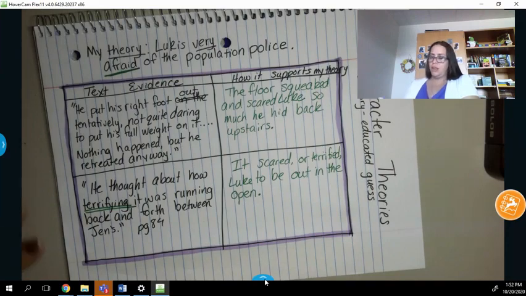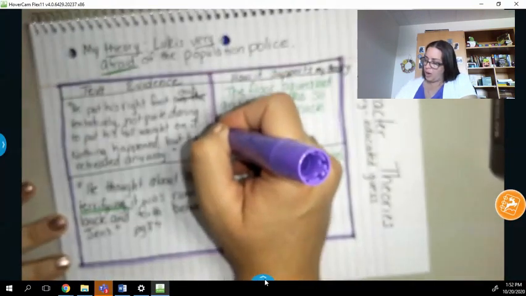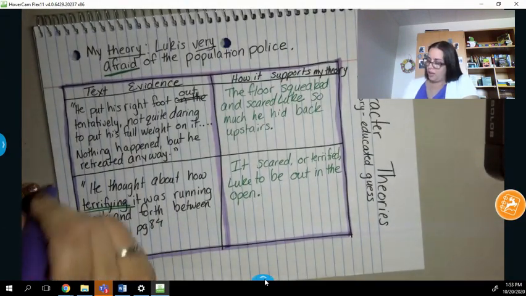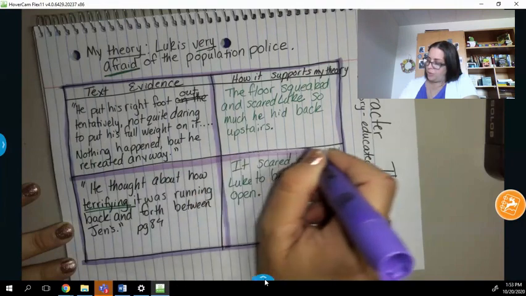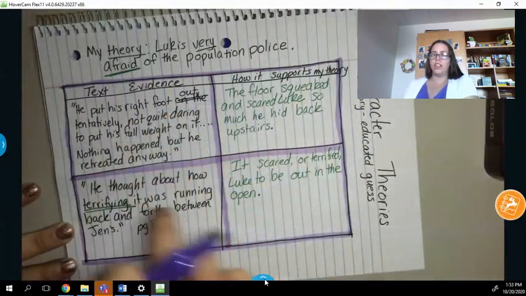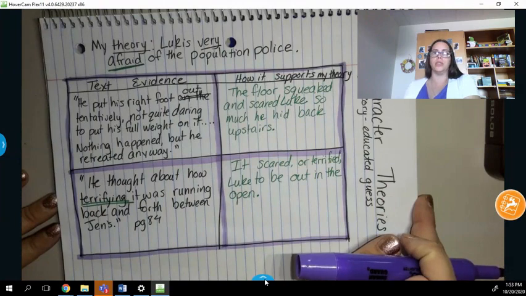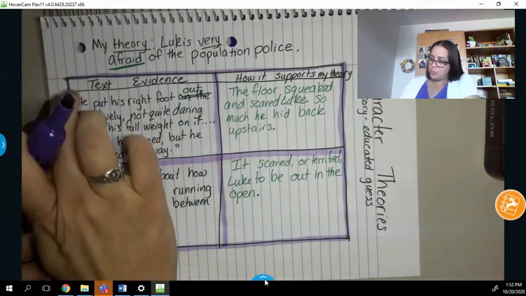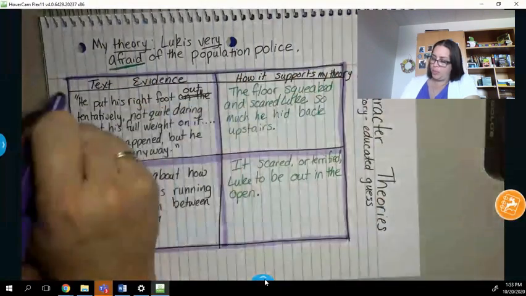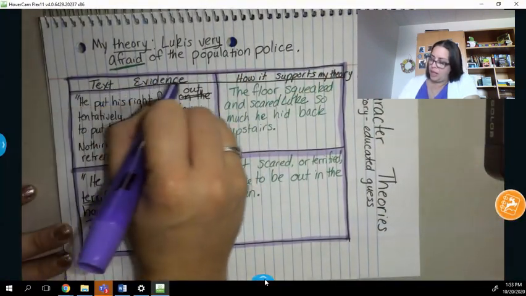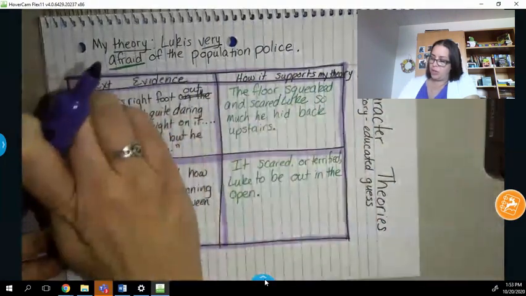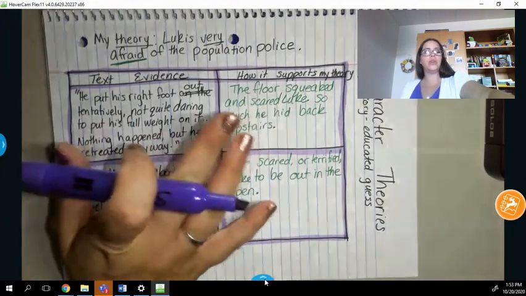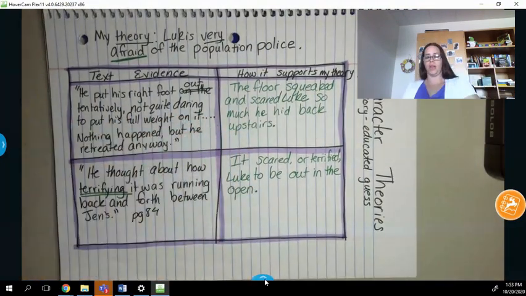Once you've done that, you're going to take right about halfway through and you're going to draw a line straight down there. And then from there, you're going to draw another line halfway through. So now you can see I have 4 large purple rectangles. And then up here, we're going to draw another parallel line. And that way we leave enough space to write text evidence and how it supports my theory.